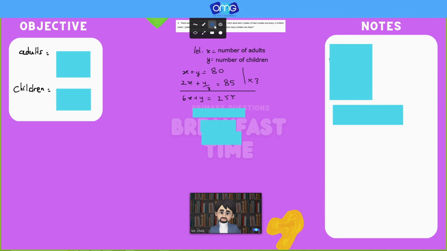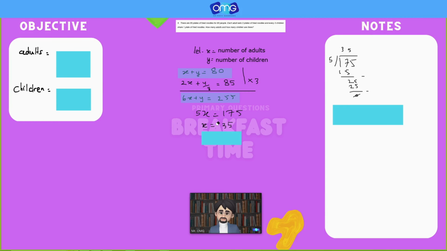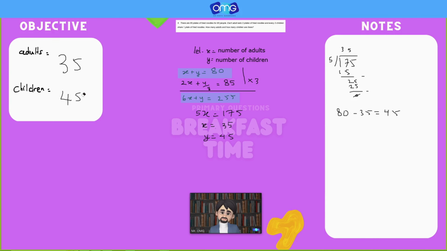Look at these two. When we subtract them, we get 5x equals 175, and 175 divided by 5 is 35. 80 minus 35 is 45. That means there are 35 adults and 45 children, and that's the answer.